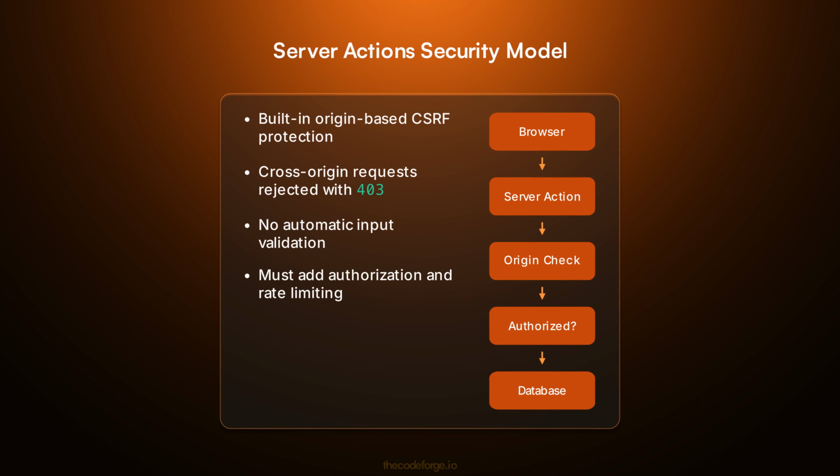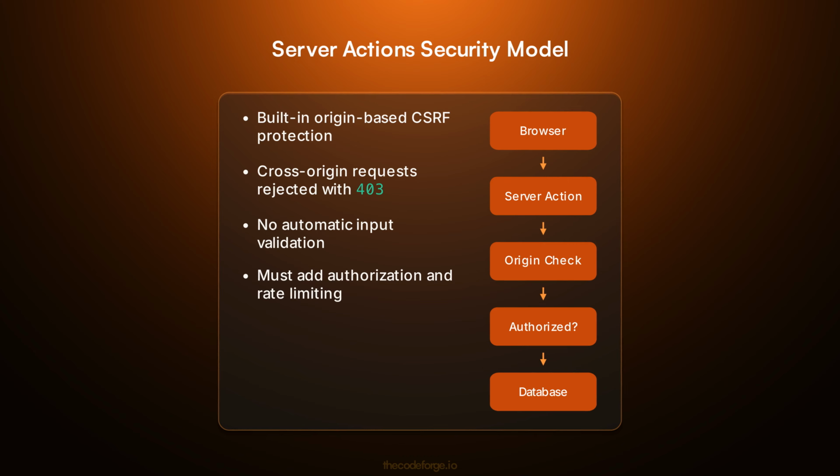Server actions in Next.js 16 have a built-in security model. They are only accessible from the same origin by default. Cross-origin requests are rejected with a 403. However, server actions do not validate input by default. You must add your own authorization checks, input validation, and rate limiting.